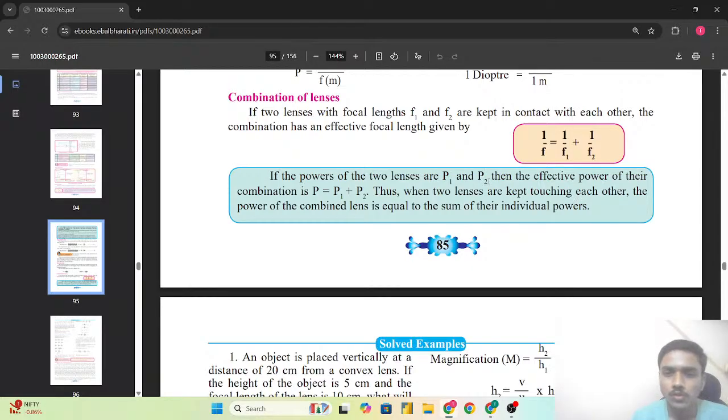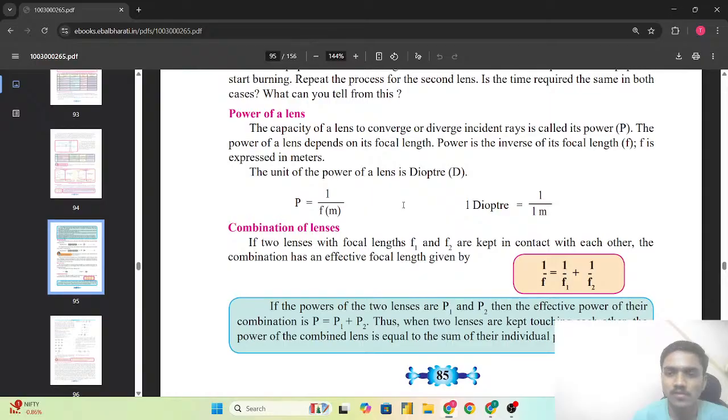If the powers of the two lenses are P1 and P2, then the effective power of their combination is P equals P1 plus P2. Thus, when the two lenses are kept touching each other, the power of the combined lens is equal to the sum of their individual powers. So from this we can conclude that 1 upon f equals 1 upon f1 plus 1 upon f2.